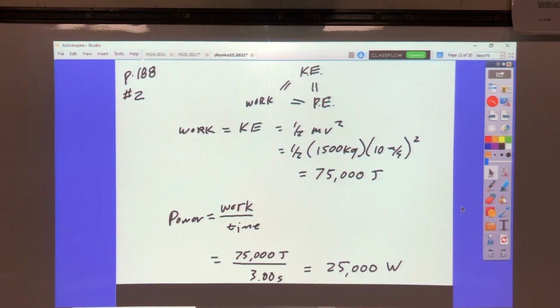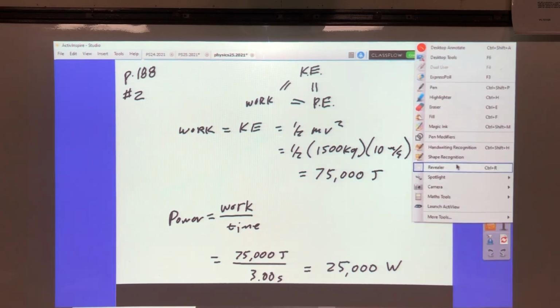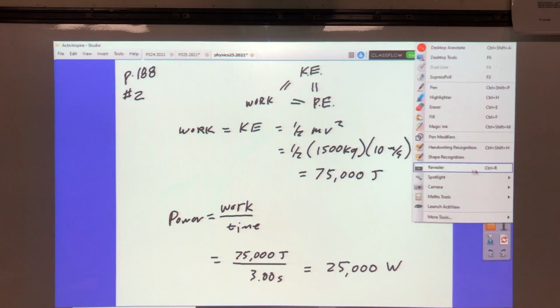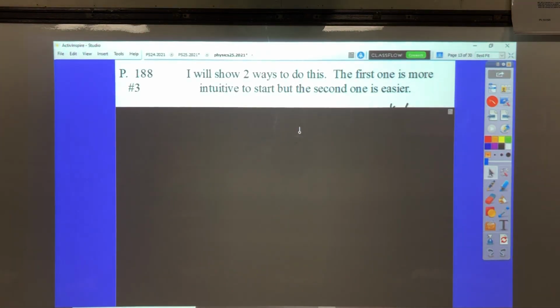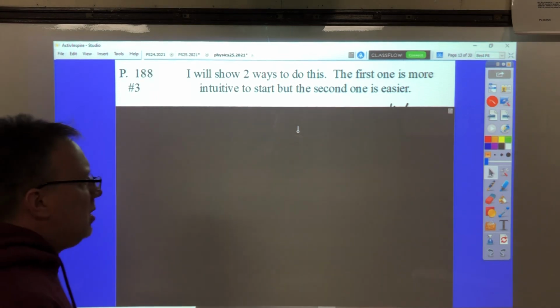Okay, we're in week 2.5. I'm on page 188, Practice 5F, problem number 3. This is video Physics25BBlake, and this problem is pretty challenging for high school level. So I'm going to show you 2 ways to do this problem.